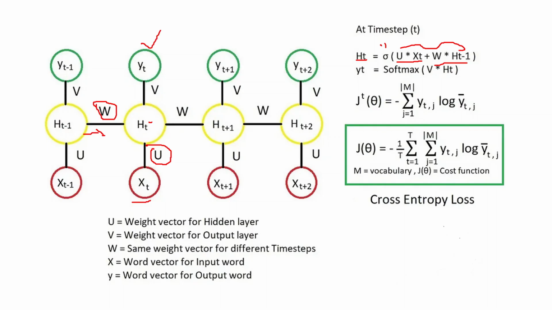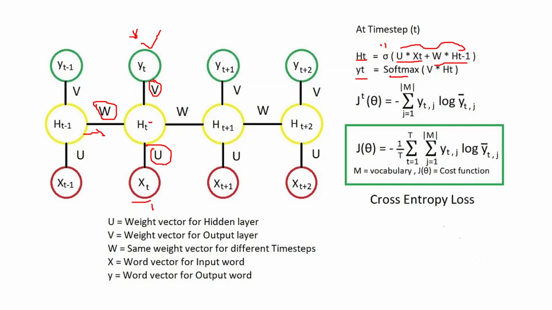Once ht is computed, this ht is again multiplied with a weight known as V, and from there it is fed into a softmax activation function. From there we are able to get yt. For example, if you are dealing with language translation, each word I pass in at xt, I'll get a word over here at yt. This yt is a probability over n words, and that is the reason why the softmax activation function is utilized here.